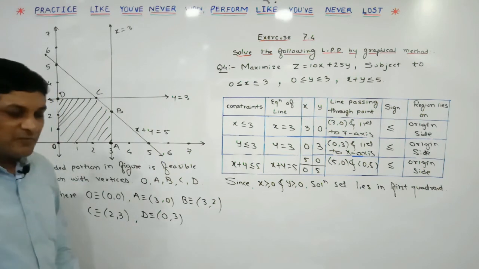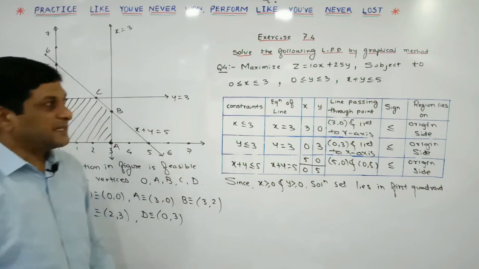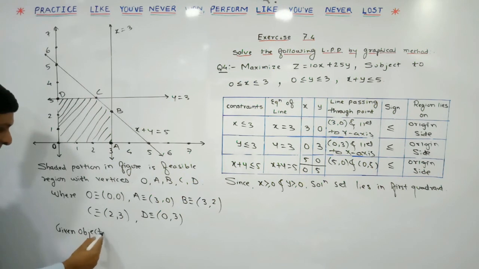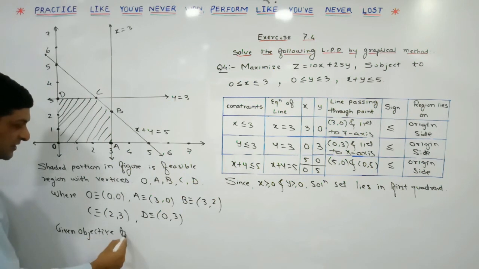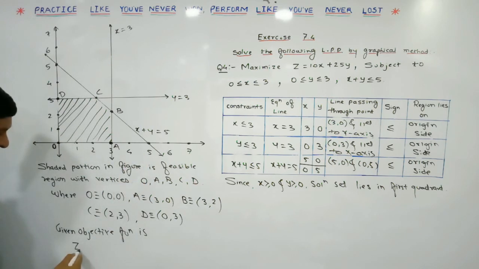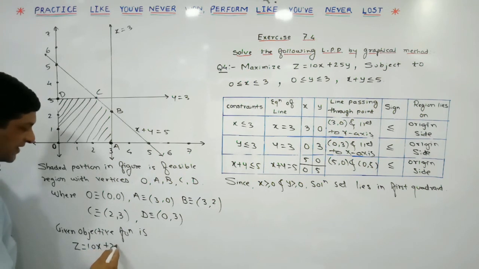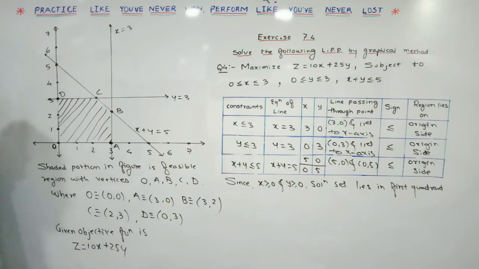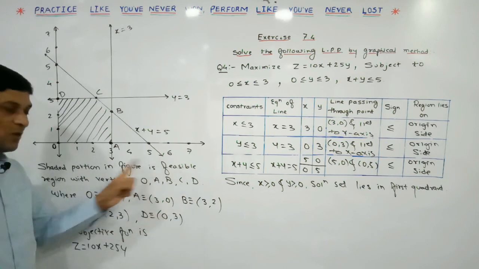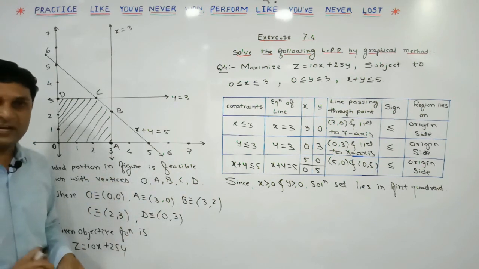Once the coordinates of all the vertices are known to us, consider our objective function. What is the given objective function? Z = 10x + 25y. Now what is the method? The last step is to find the value of the objective function at all these 5 vertices.